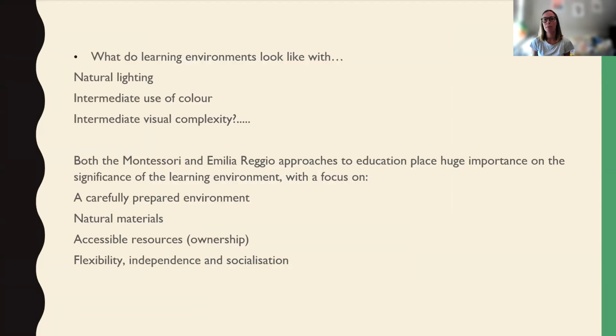So what do learning environments look like if they draw on all these things I've just mentioned? If they have natural lighting, intermediate use of colour, intermediate visual complexity. What I think of when I think about those kinds of environments are Montessori and Reggio Emilia style environments, because those approaches to education place huge importance on the significance of the learning environment. The Reggio Emilia approach called the environment the third teacher. And there's a real focus there on a carefully prepared environment, natural materials, and that accessibility and ownership, as well as having flexibility of the space for independence and socialization.